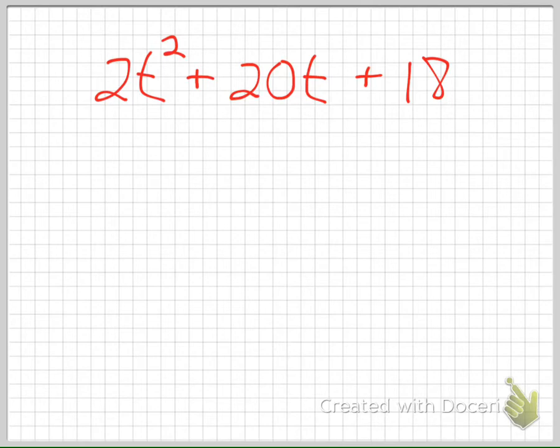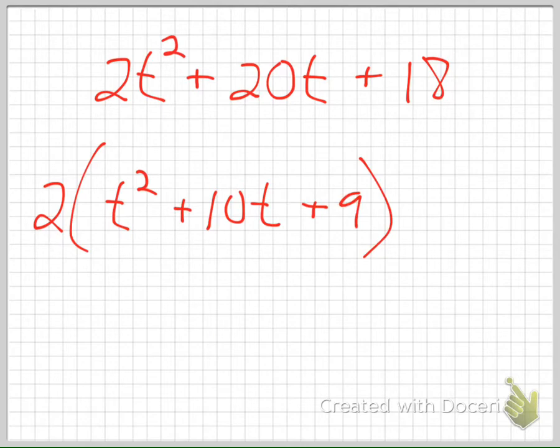First thing you do is you look and go, can I pull anything out of this? Yes. What can I pull out of each one? I could pull the 2 out. So what you would do is you'd go 2 times t squared plus 10t plus 9. Do you agree that now, you remember the problem we just did? Do you see it's right there? Right? So this is it factored.